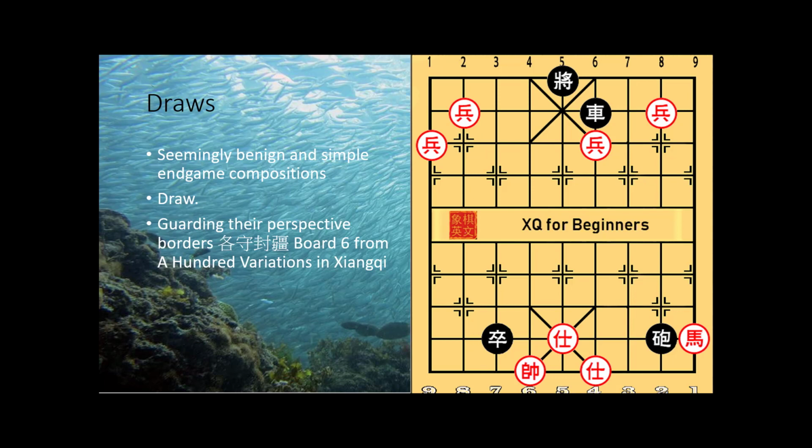This puzzle is from one of the ancient manuals, 100 Variations in Xiangqi, and it has a very befitting title called 各守封疆, which means to guard their respective borders and prevent the enemy from moving. And if you try out the puzzle, which I have added some notes in English, you'll understand the beauty of this puzzle.